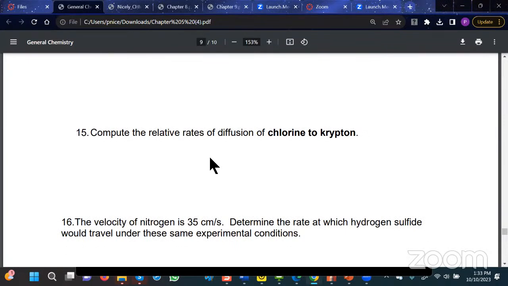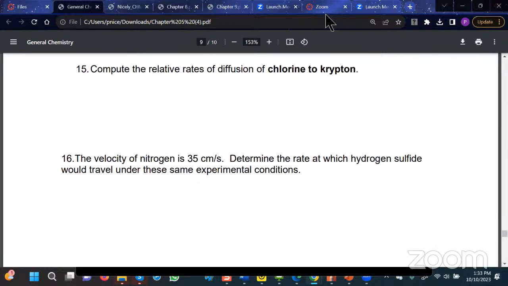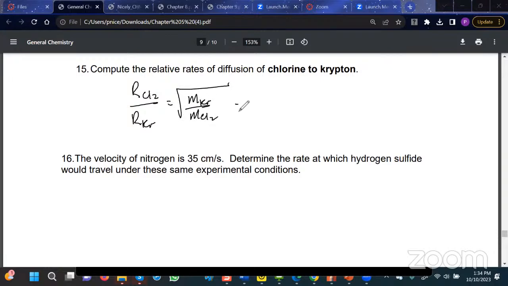Now this one is just asking for you to compute the relative rates of effusion of chlorine to krypton. Very simple. Basically what they're asking for you to do is find the rate of effusion of chlorine to that of krypton. So that would be equal to, according to Graham's law, the square root of the molar mass of krypton divided by the molar mass of chlorine. So all you have to do is go to the periodic table.